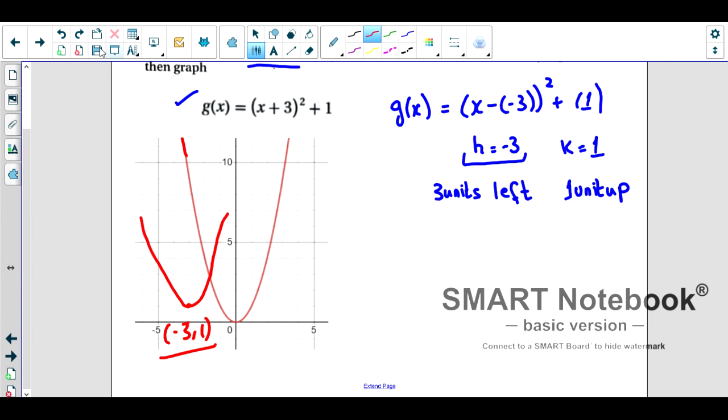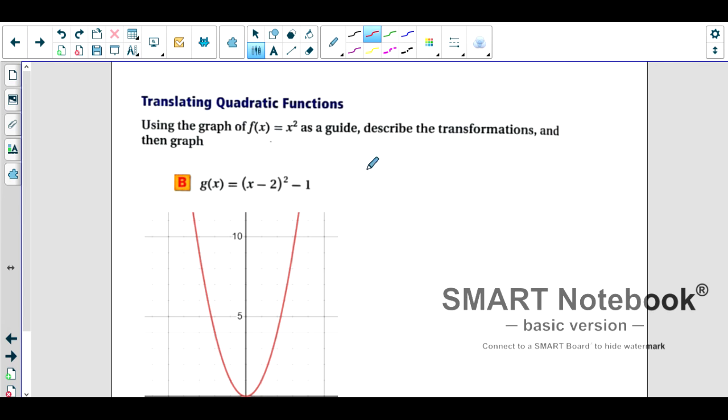Okay, let us do another example for practice. We have (x − 2)² − 1. We will compare it and get the values of h and k. The vertex form is a(x − h)² + k. Comparing this, this is already a minus, so what is the value of h? The h value is 2.